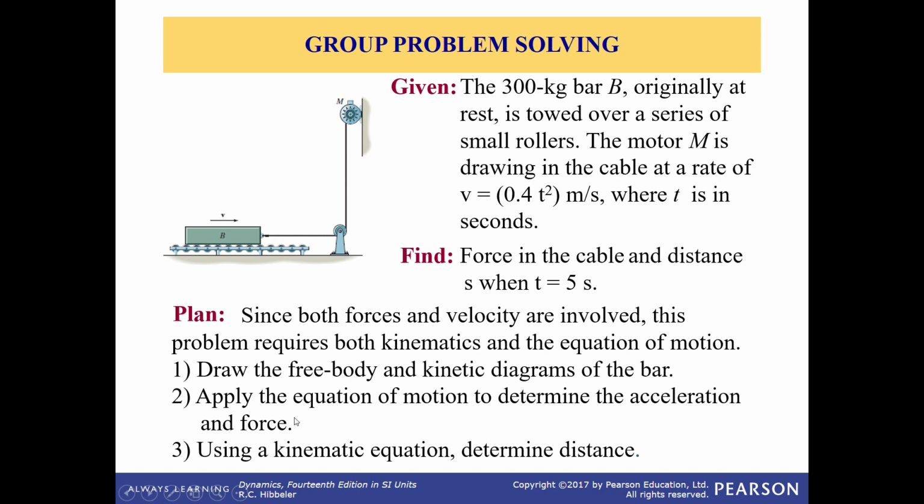Okay, you need to make sure that everything, like the summation of Fx and the summation of Fy, is considered. For example, in this case, it will move in the x direction. So I will say that the summation of Fx equals ma, while if there is no motion in the y direction, the summation of Fy equals 0. Third, using a kinematic equation, you need to determine the distance, the one that we learned in chapter 12.